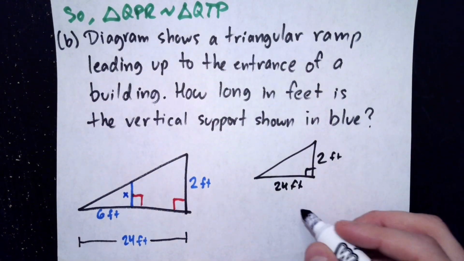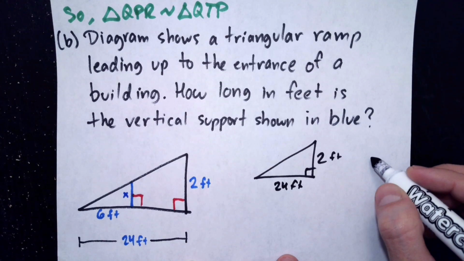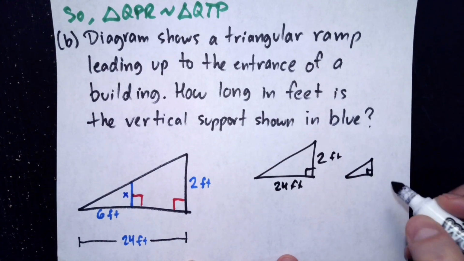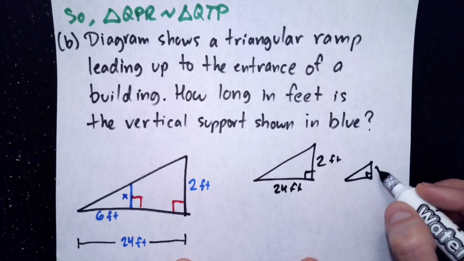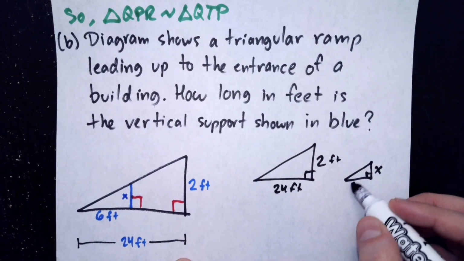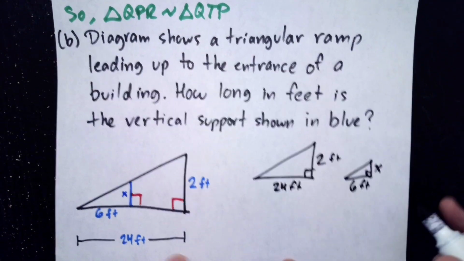And then we're doing the smaller triangle. I'll put it right here on the side. It also has a right angle. We have that the height is X. That's what we're trying to find. And the base is going to be 6 feet.